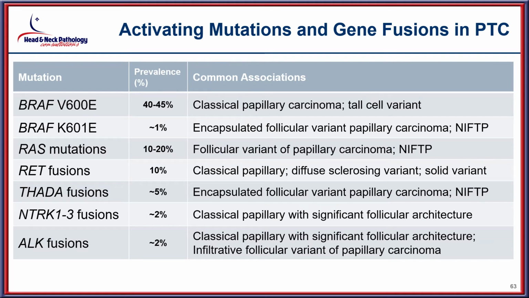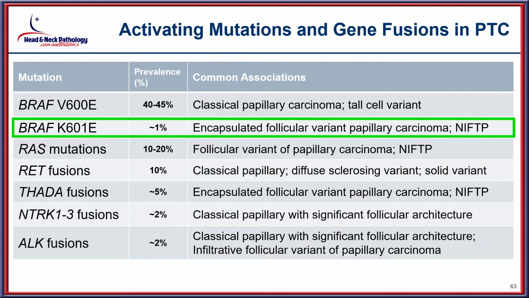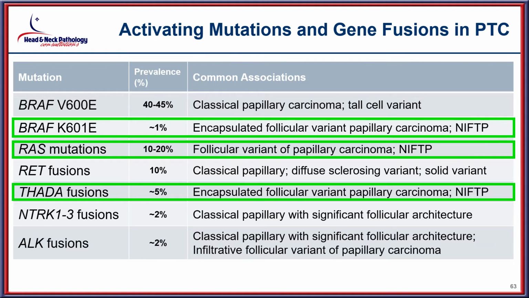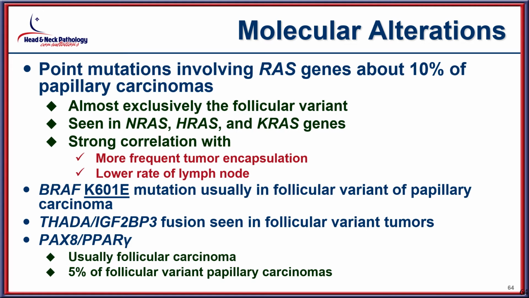So as you can see, going back now to that mutation and gene fusion evaluation, BRAF K601E, RAS mutations, and THADA mutations are much more frequently seen in those patients that have a NIFTP diagnosis, where you can see I have now put that out towards the periphery. And if you think about the point mutations that are present, the RAS family is by far and away the most common for the NIFTP group. But of course, THADA mutations and PPAR gamma can also be seen in some of these tumors.